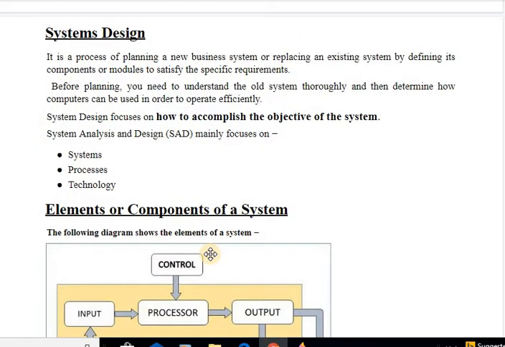So designing is the procedure of how we are going to accomplish the objective of the system. And this is the process of planning a new business system or replacing the existing by defining its components or the modules to satisfy the specific requirements. These requirements are the prerequisites for the objective of the system. And obviously when we are going to create any system, new system, then we have to study the old systems thoroughly, which are similar to your current system, so that you can design or you can create a better system to achieve the proper objective efficiently.